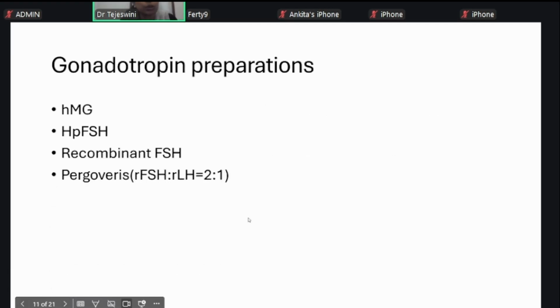So what are the gonadotropin preparations that are used for ovarian stimulation? Coming to urinary preparations, they are HMG and HPFSH, and the recombinant preparations like recombinant FSH, which includes various patented molecules and biosimilars nowadays available in India, and Pergoveris, which is a combination of recombinant FSH and LH in the ratio of 2:1. These are the commonly used gonadotropins for ovarian stimulation currently.